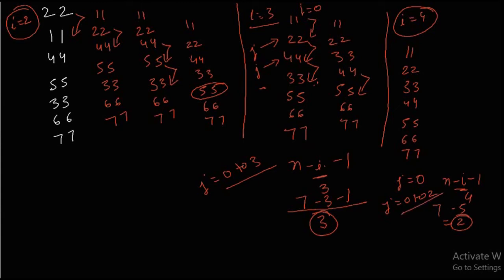Okay. So 11 and 22 will compare. No swapping will take place. Okay. And then we'll increment it. It will become 1. 1 and 2 will compare. No swapping will take place. And then second and third, 33, no swapping will take place. In this way we can see that the complete list is sorted, and we have sorted the list with the help of bubble sort technique.